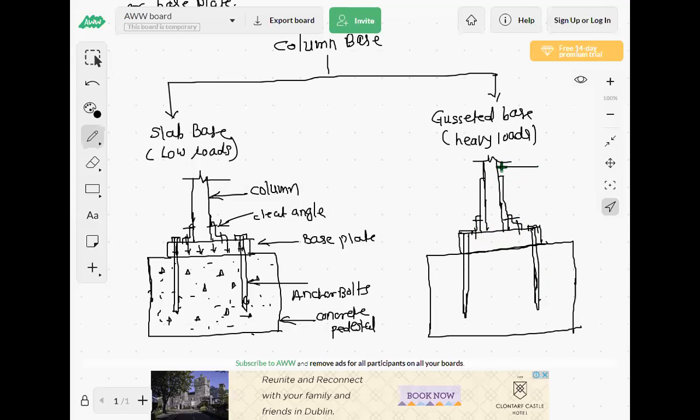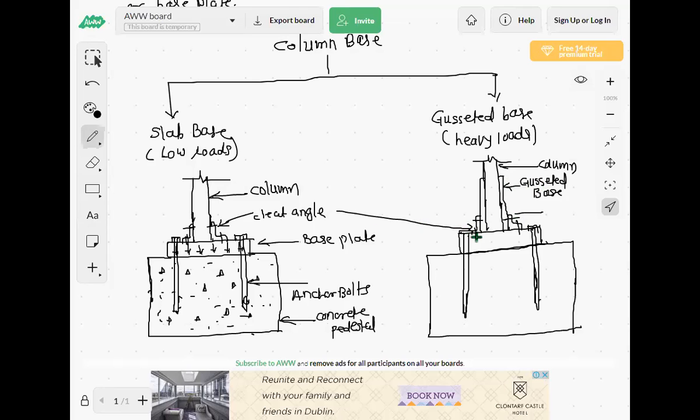So here this is the column and this is the gusseted base. It means to this column, additional vertical plates are provided on both sides. So we are calling it a gusseted base.